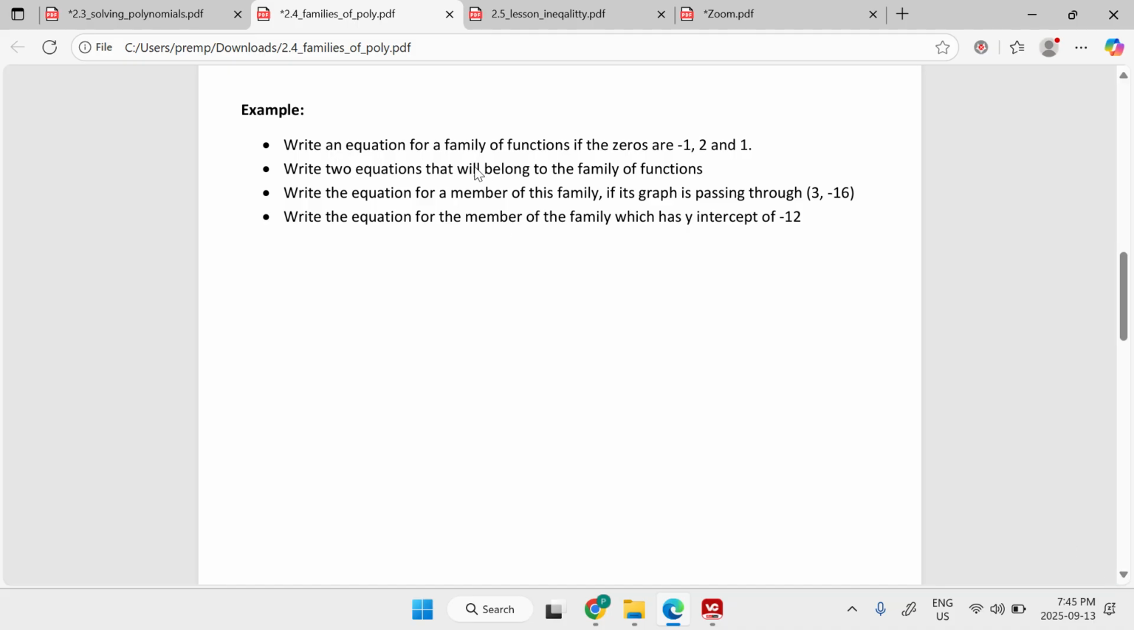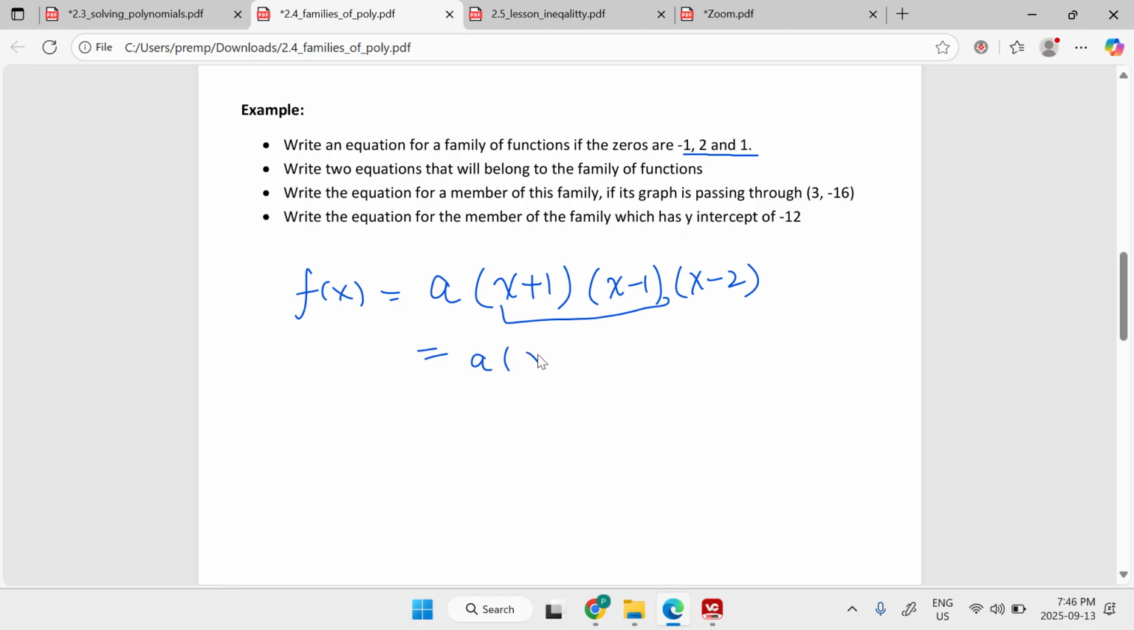So you can write an equation for a family of polynomial functions if the zeros are 1, negative 2 and plus 1. How do we write that function? We write a, because we don't know what the value of a is, it's in general, and then we write x plus 1, you can write in any order, and then x minus 1 and then x minus 2. You can also bring them together, a into x squared minus 1 and x minus 2. So that's your family of functions.